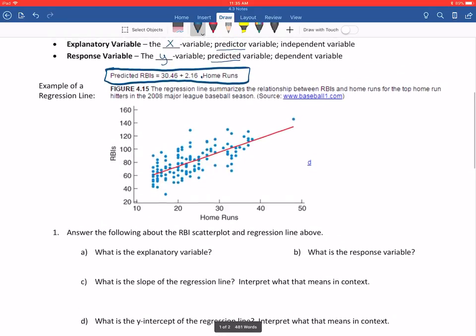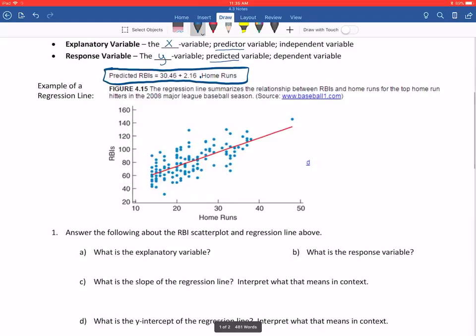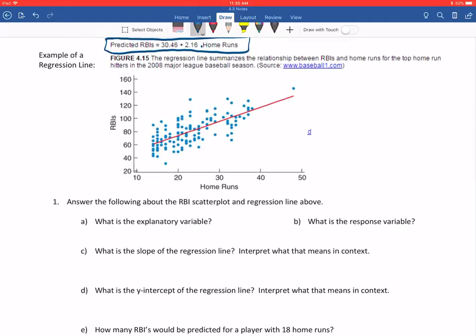What is the explanatory variable? So again, it's a new definition, but what we just need to remember is that explanatory is the x. So in this case, our x variable would be down here across the bottom. That would be home runs. And the response is just another word for y, so our response is RBIs.